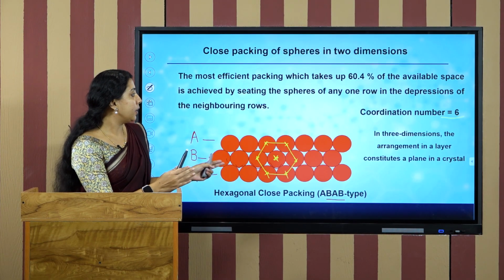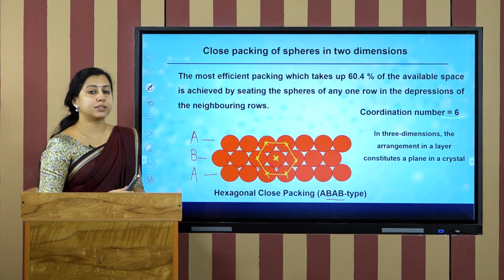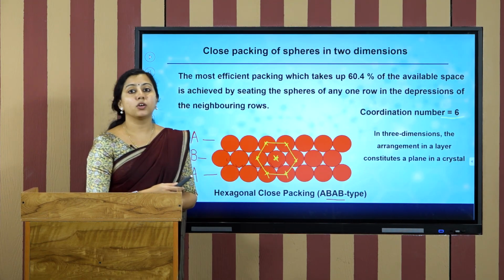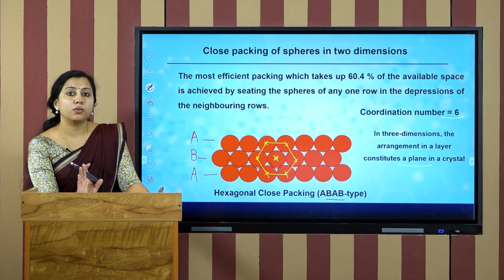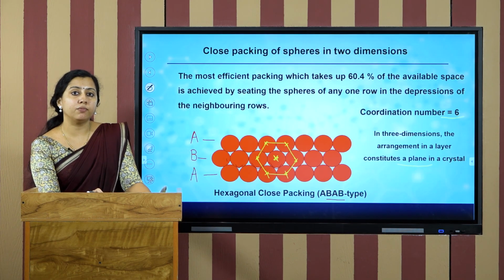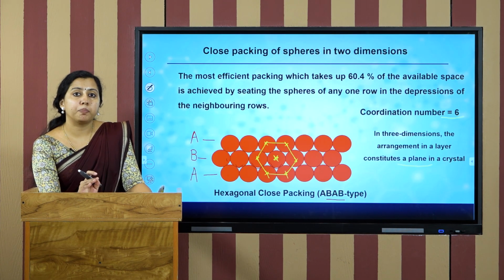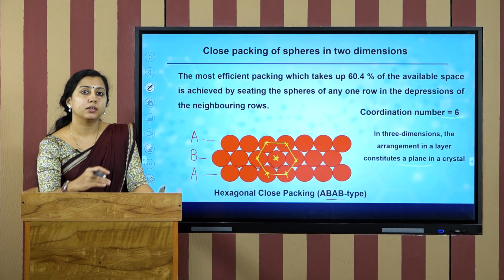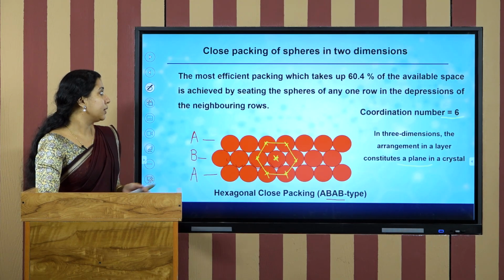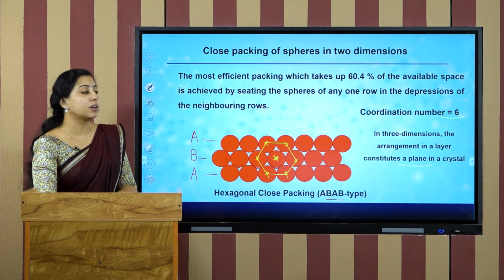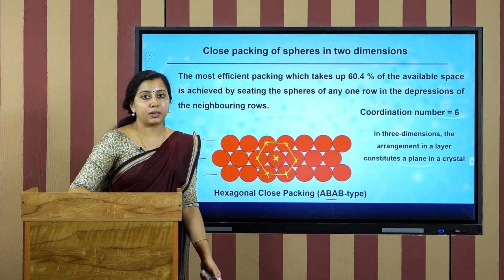And when we look in terms of 3 dimensions, the arrangement in a layer constitutes what is known as a plane in a crystal. Okay. So here we have seen the close packing of spheres in 2 dimensions. The first one was square close packing, in which the additional rows are placed directly above the below rows or the neighboring rows. So that is called AAA type packing. The second type is called the hexagonal close packing or ABAB type packing.